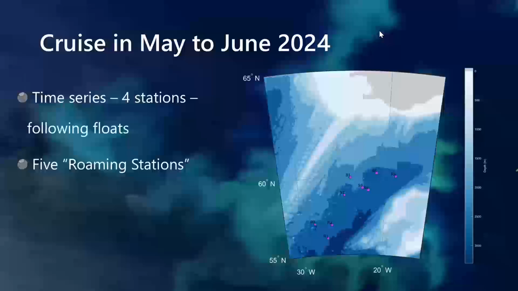So the research is focused on the Icelandic Basin. Sorry, this might be a little bit small, but I just want to show you where the Icelandic Basin is. So this is Iceland here, the UK would be down here. And so it's this area of deep water here. And there were cruises last spring to try and capture the spring bloom of the coccolithophores. So there's two sets of stations. We have 4 stations that create a time series where they were following a float, so it can be thought of as the same parcel of water, and then 5 roaming stations that were trying to find the coccolithophore bloom.